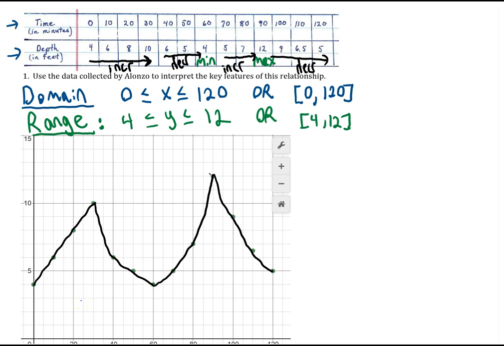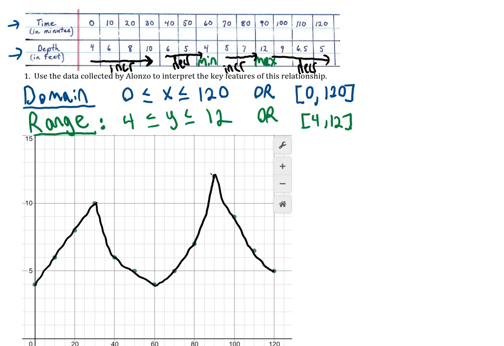Consequently, we don't know for sure that 4 was the minimum depth and 12 was the maximum depth. It's possible that at some place in between it went higher or lower in between the data points that we have. But based on the information we're given, it's fair to say that that's the min and the max from what we know.